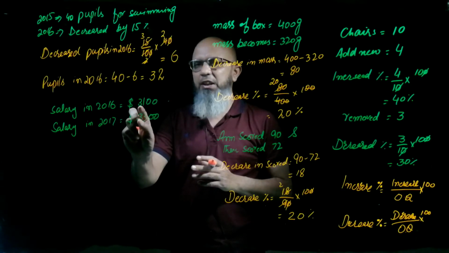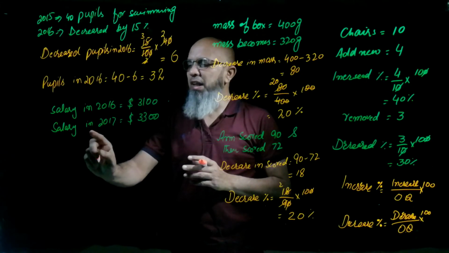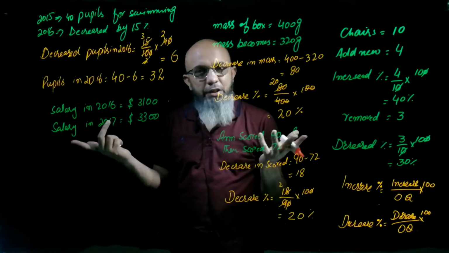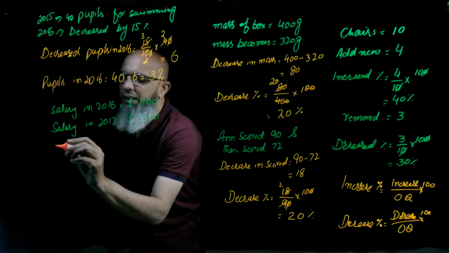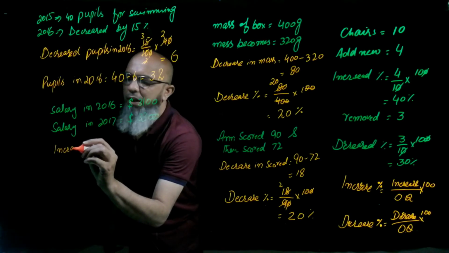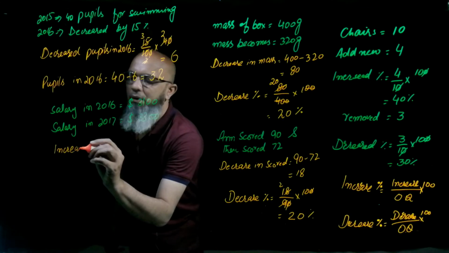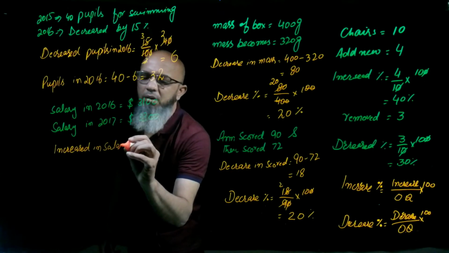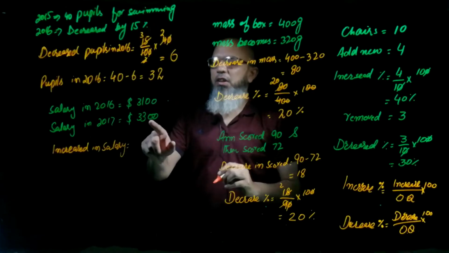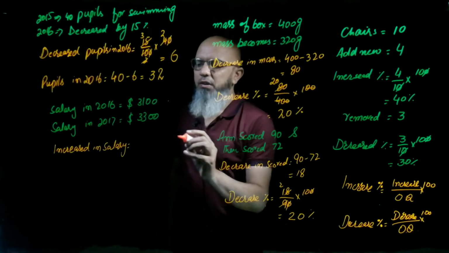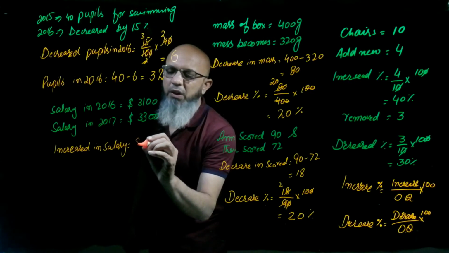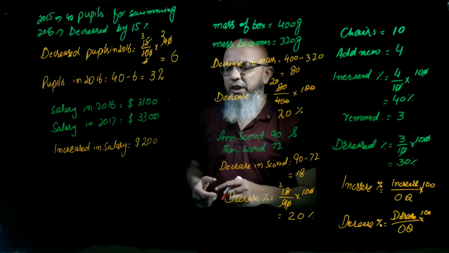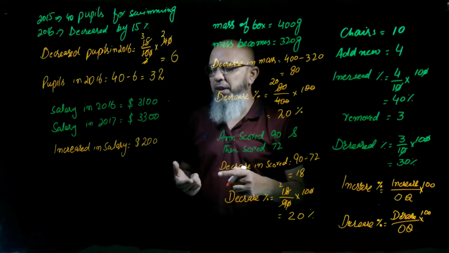Salary in 2016 is $3,100. Salary in the later year is $3,300. Is it an increase or decrease? It is increased. So increase in salary: what amount increased? 3,300 minus 3,100. So what will you get? I write the simple direct answer, that is 200. $200 is increased. So you are going to find the increased percentage.